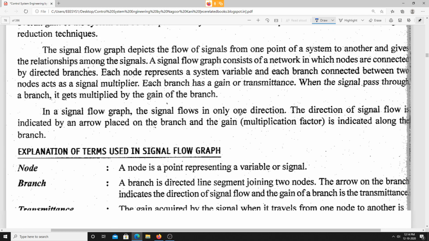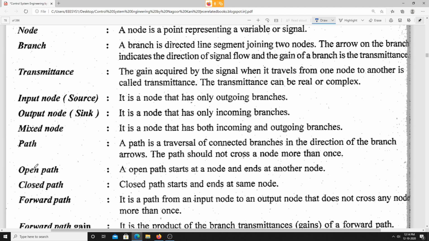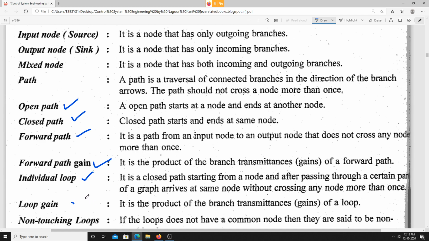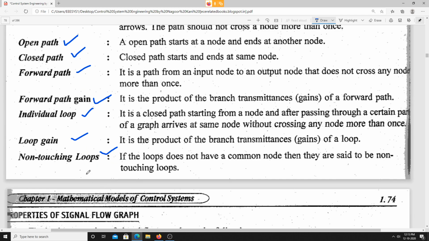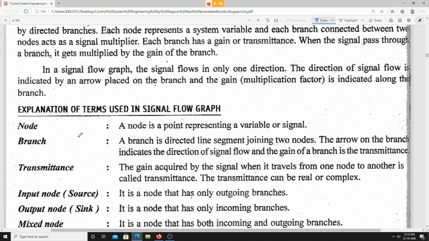Fine. So first of all, what do you mean by the node? What do you mean by the branch point? What do you mean by the transmittance? What do you mean by input node, output node, mixed node, path, open path, closed path, forward path, forward path gain, individual loop, loop gain, non-touching loops? So these are the terms we have. First of all, we'll discuss these terms, and then we'll focus on how we are going to solve the signal flow graphs and how we are finding the transfer function.